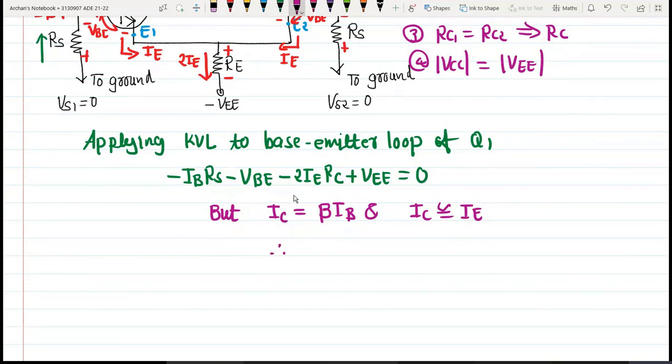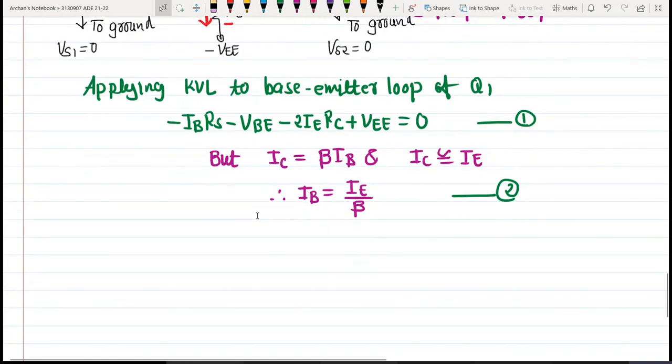So here you can see IB is equal to IE upon beta. Okay, so we are going to use these equations. Let us give the equation numbers. This is my equation number 1. This is my equation number 2.